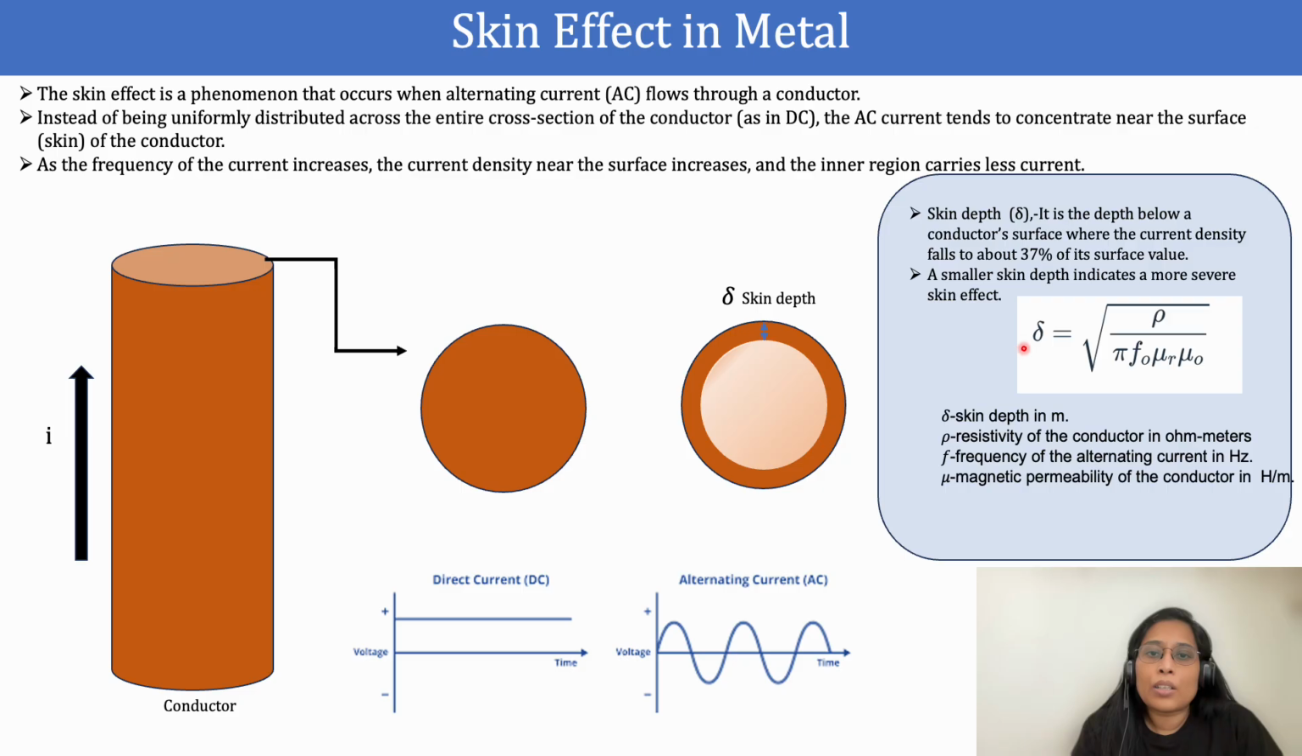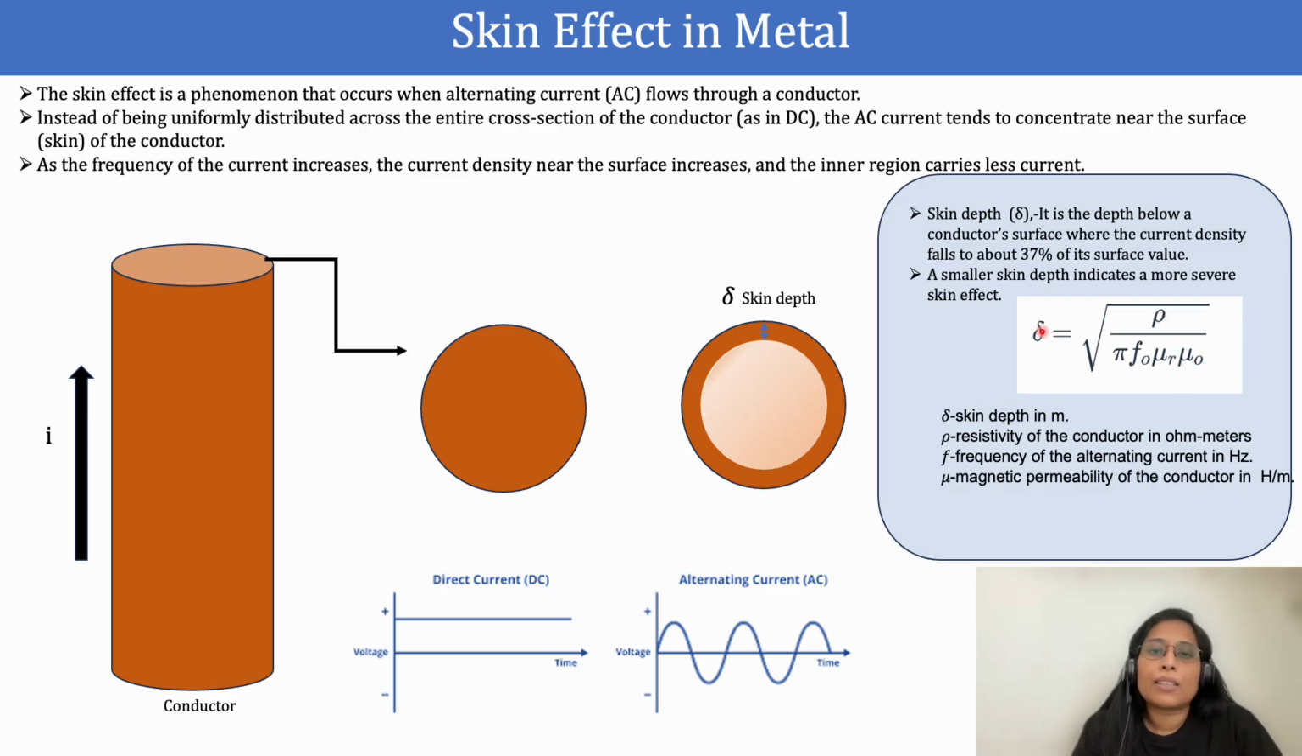So this is the equation to calculate the skin depth, and it is delta is equal to square root of rho by pi f mu r mu 0, where rho is the resistivity of the conductor, f is the frequency, and mu r is the relative permittivity, mu 0 is the free space permittivity.